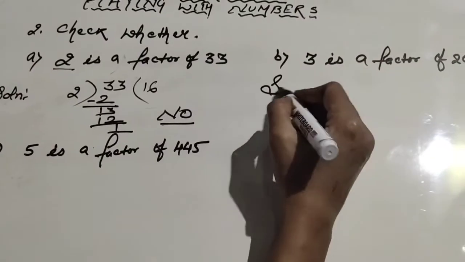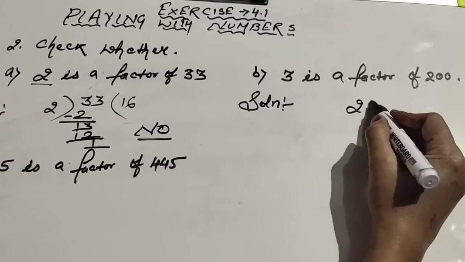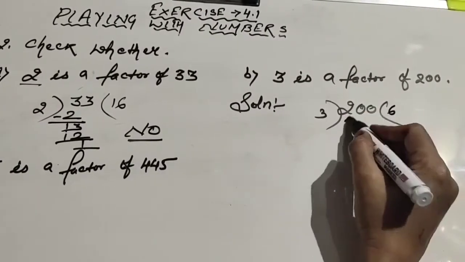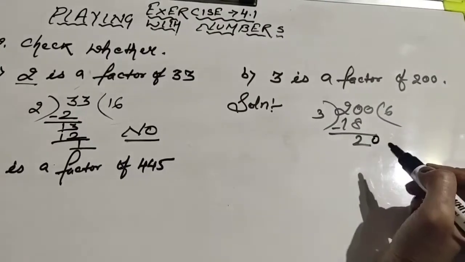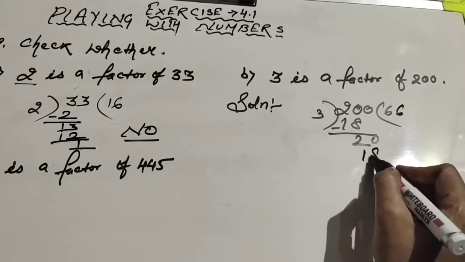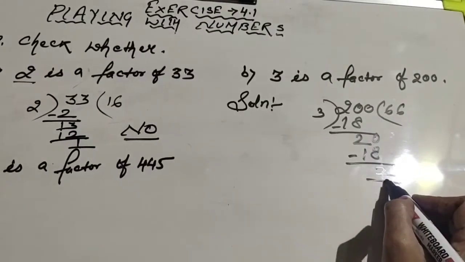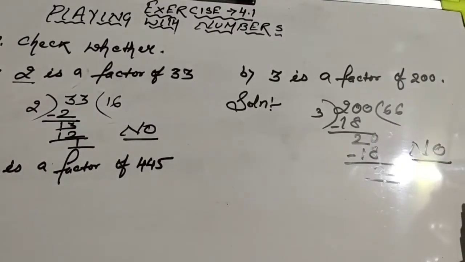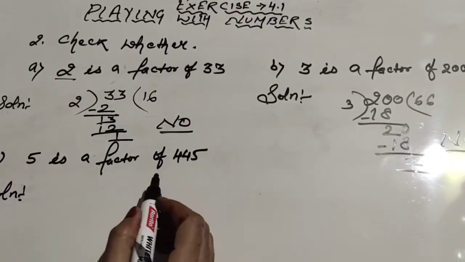Same here. B: is 3 a factor of 200? You just divide and find out. 3 sixes are 18. Just subtract, carry 2, again take 0. 3 sixes are 18. Your remainder will be 2. If a remainder is there, it means it is not a factor of 3. Just write no.